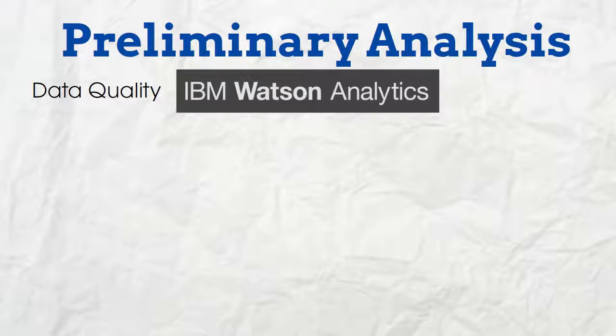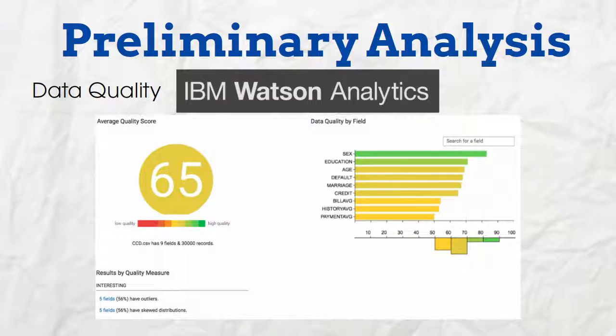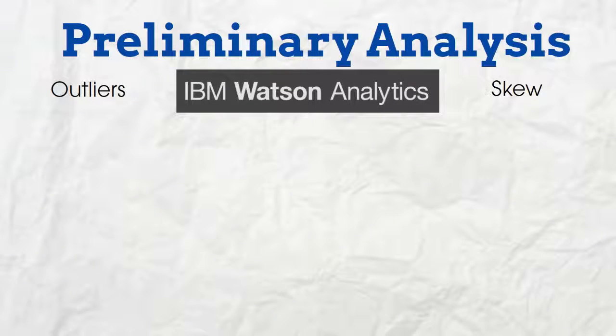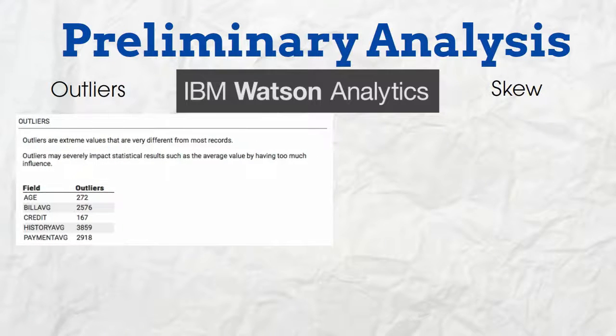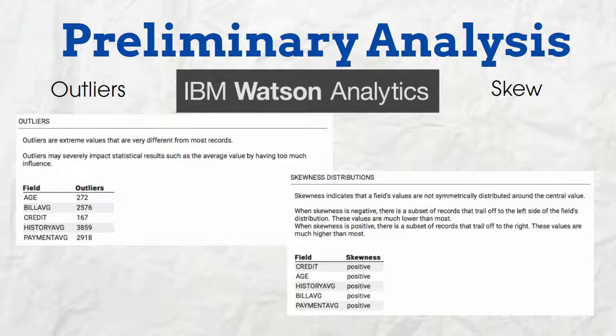The first thing I did was use Watson Analytics to assess the quality of the CCD data, and as you can see, Watson gave the dataset a quality score of 65, which is an average of all the quality scores of the variables. Watson found that there are 5 variables with outliers in the dataset. Age and credit have some, but bill average, history average, and payment average have in the thousands.